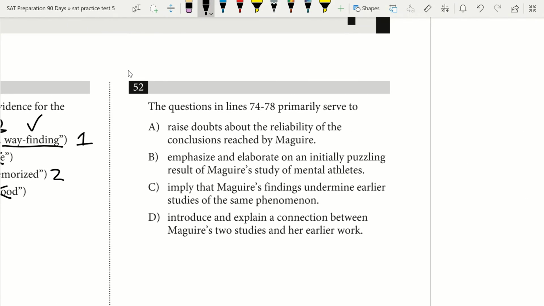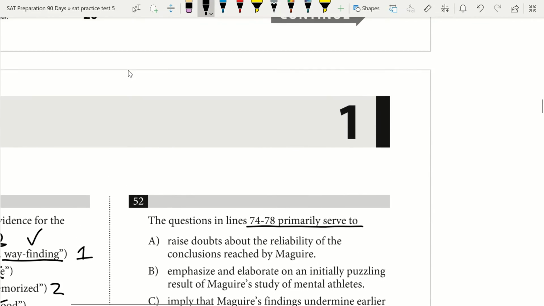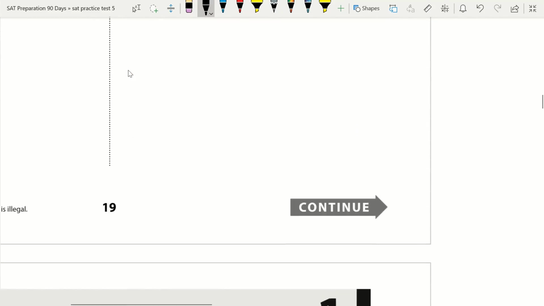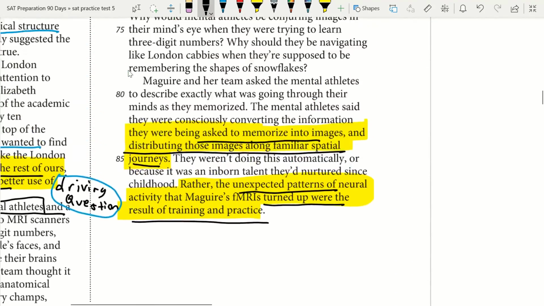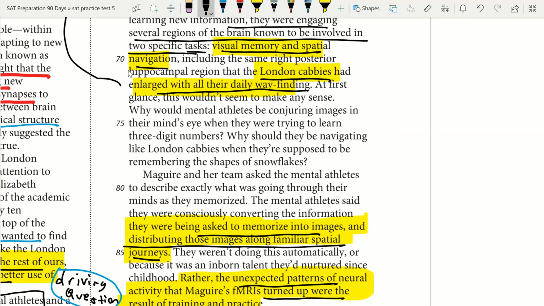All right, let's take a look at 52. The questions in lines 74 to 78 primarily serve to do what? Well, let's go take a look. Anytime that we are directed to questions, or two lines in the passage, we want to go there. We don't want to just guess blind. So we take a look at 74 to 78. I'll highlight this, or I'll put it in blue. We have, why would mental athletes be conjuring images in their mind's eye when they are trying to learn 3-digit numbers?